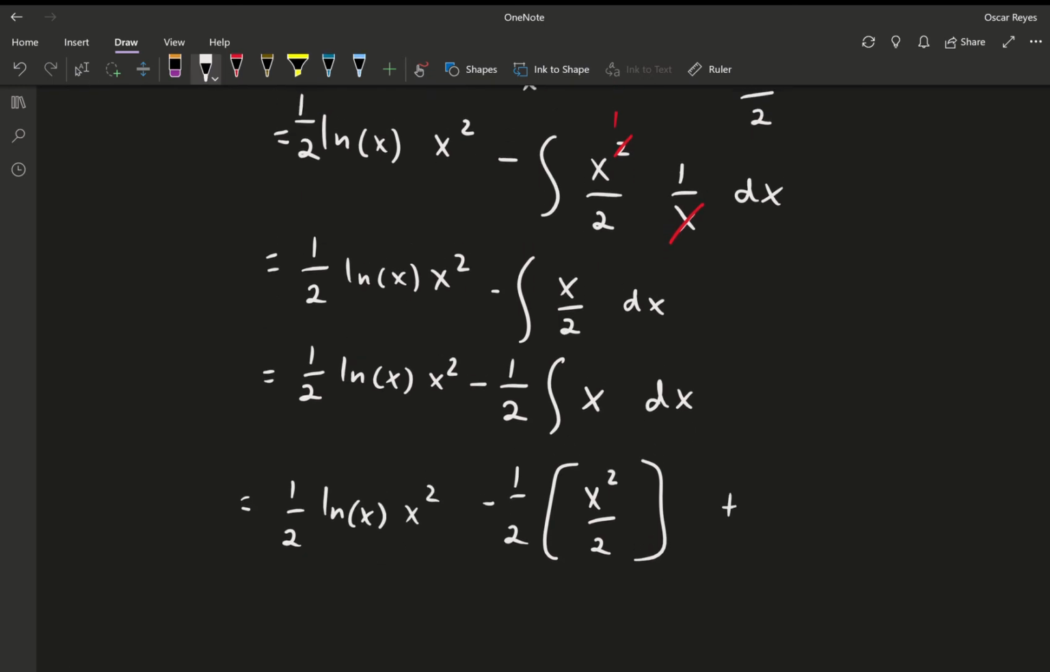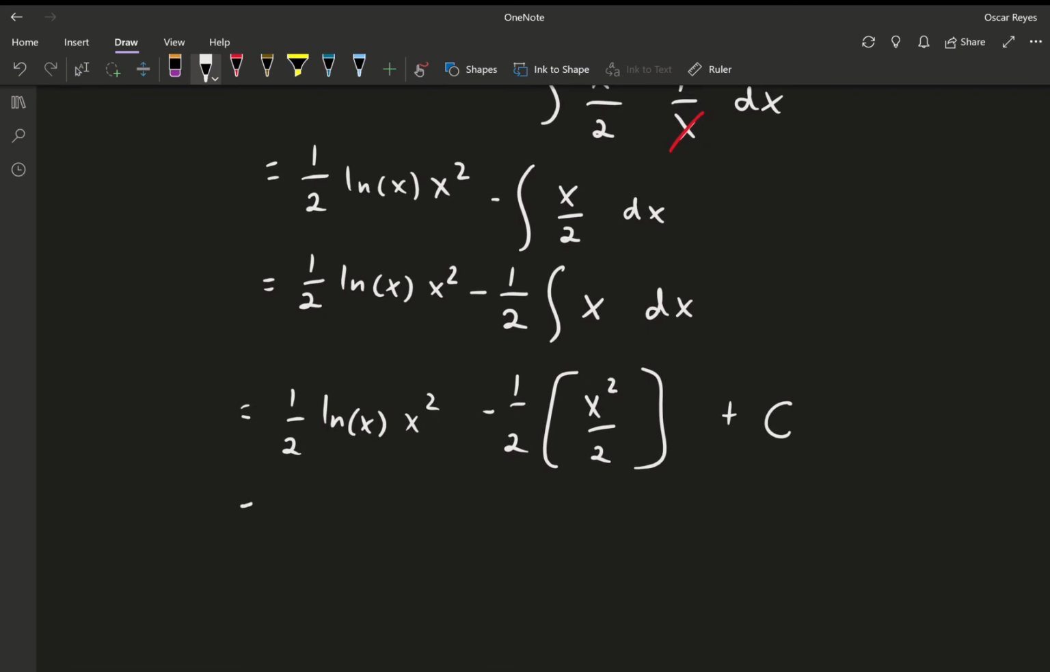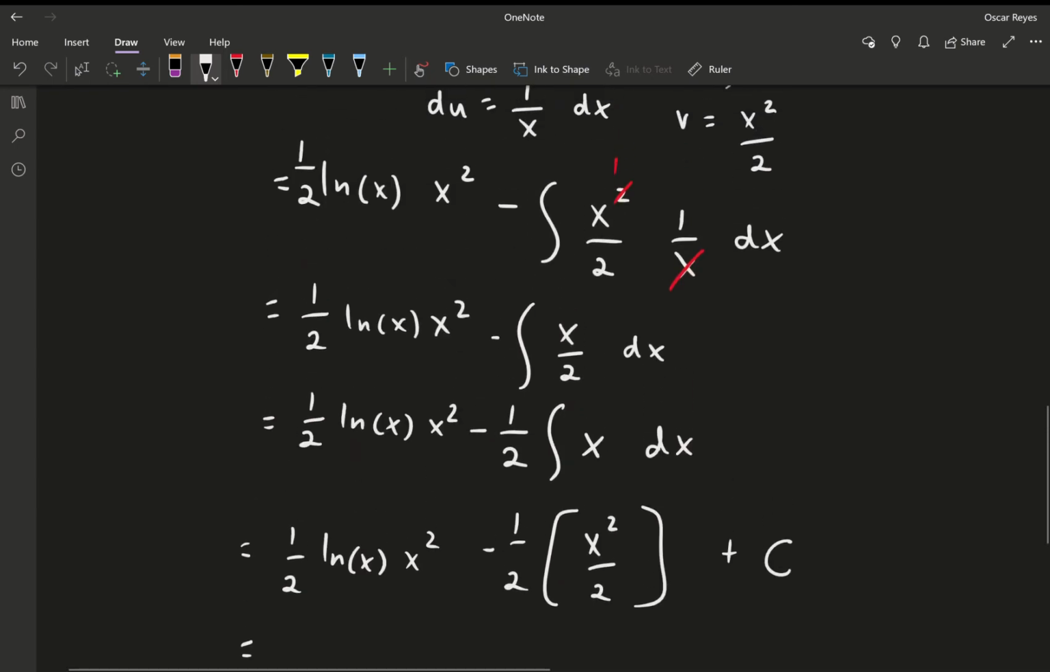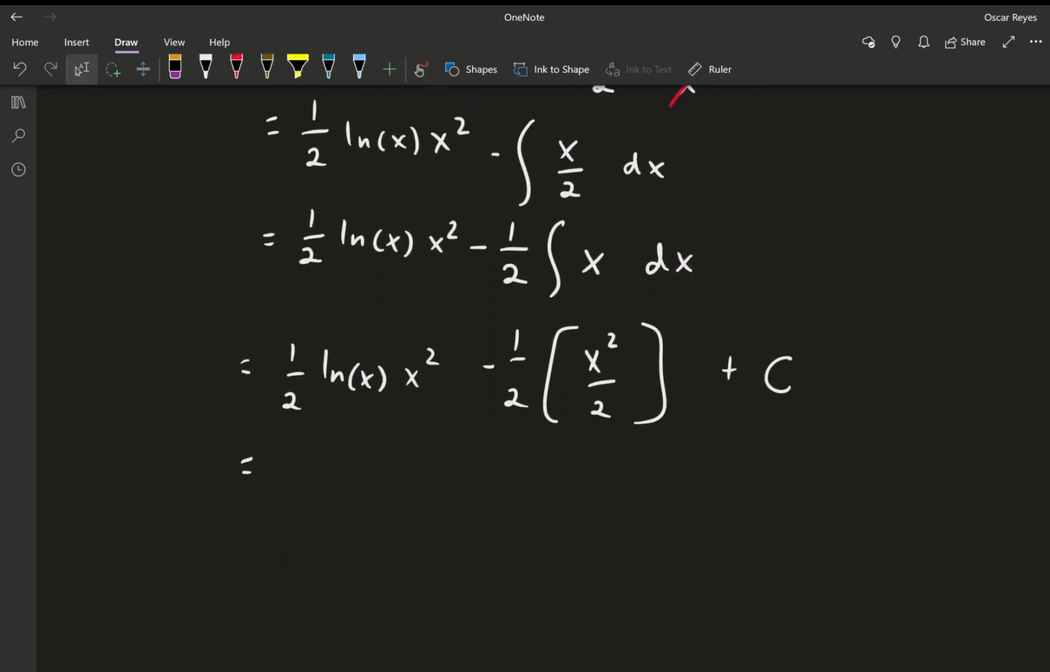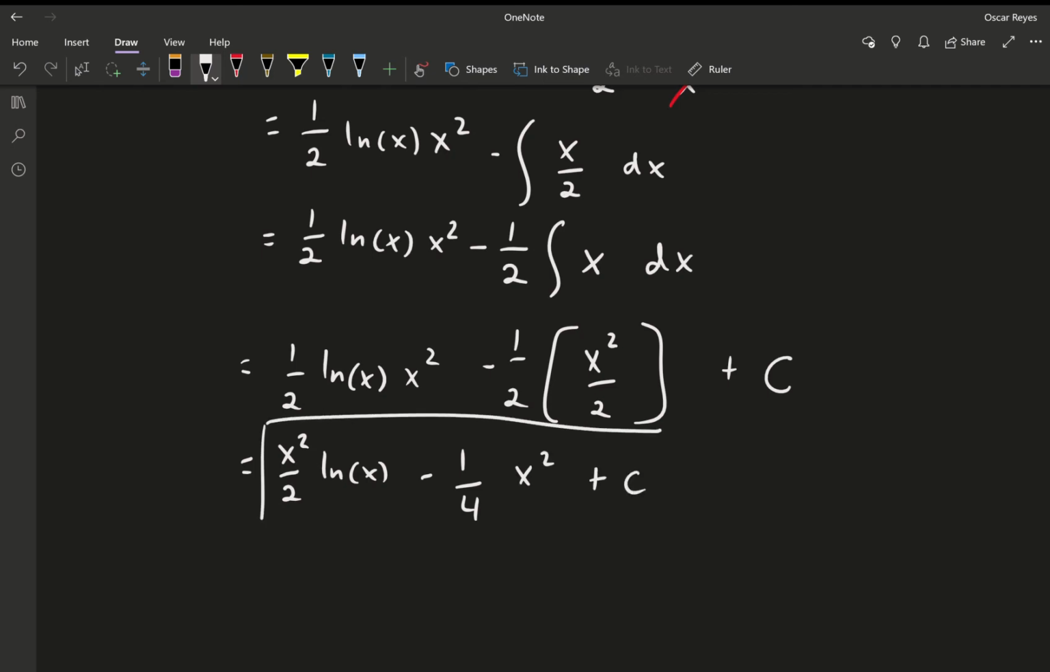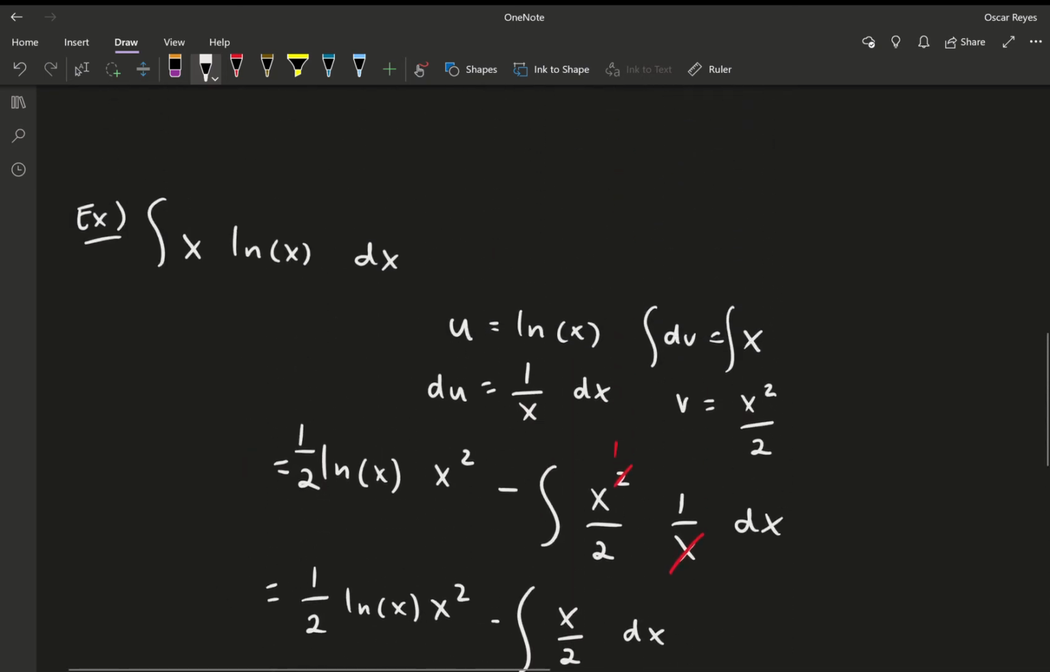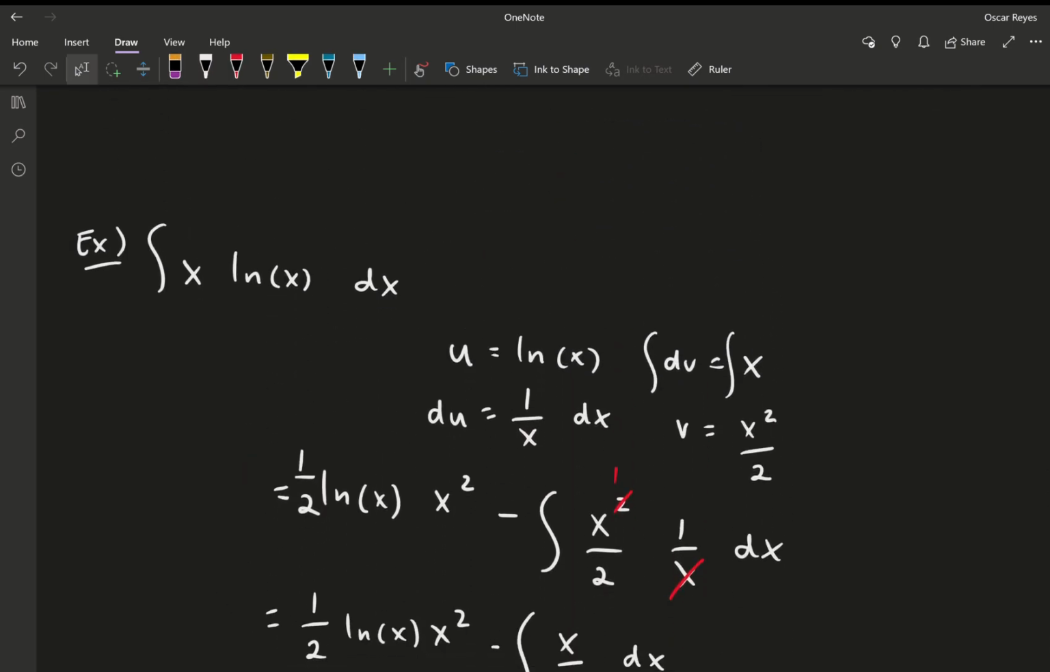Now, and then we're going to have some type of constant here, so we're going to have one-half ln x squared, or let me go ahead and rewrite it like this, x squared there, minus 1/4 x squared plus c. So this is our answer for the integral of x times ln of x.